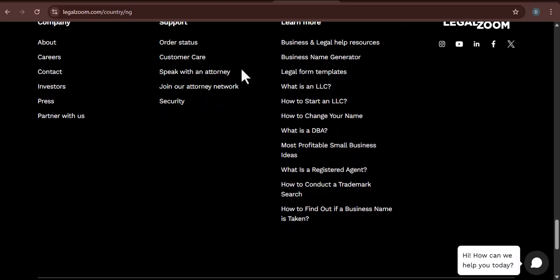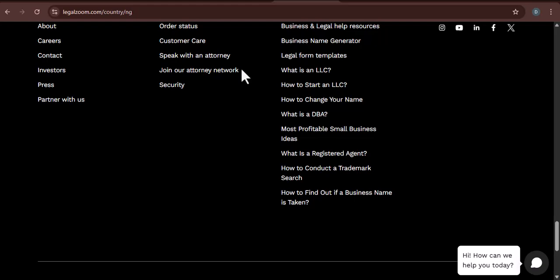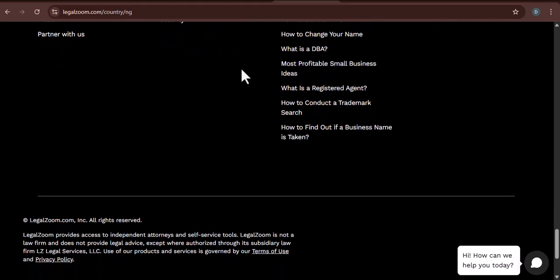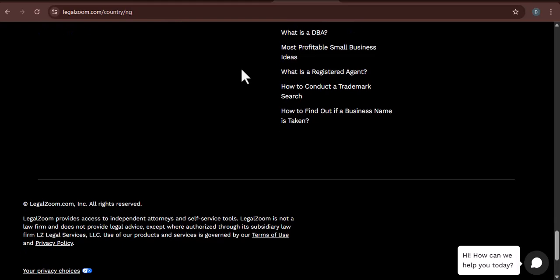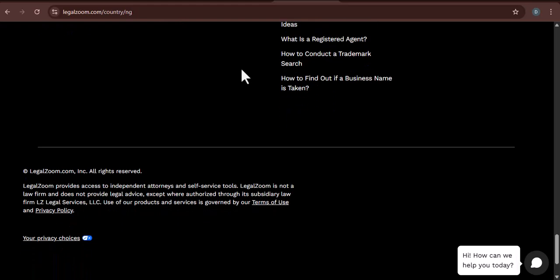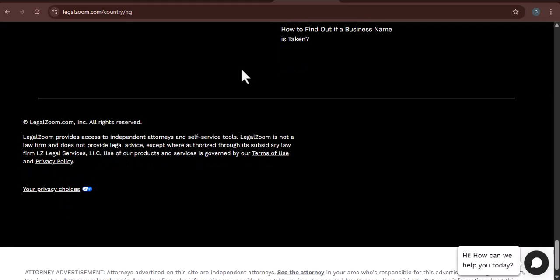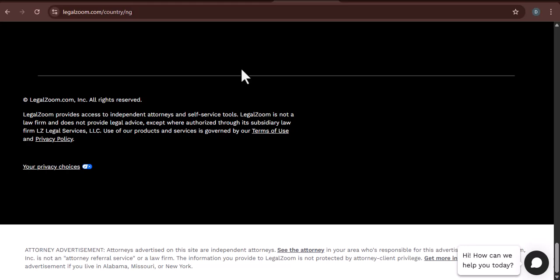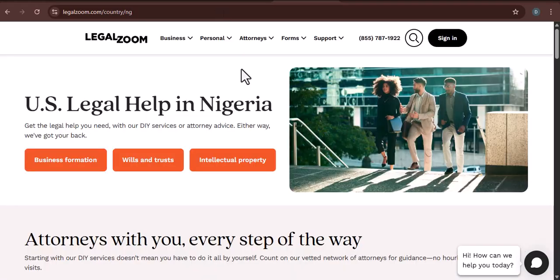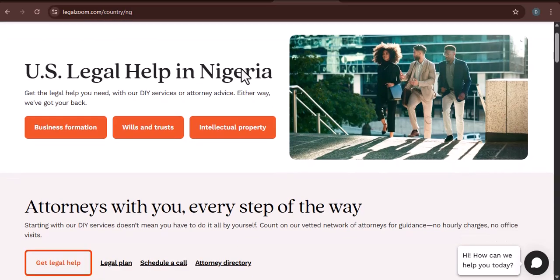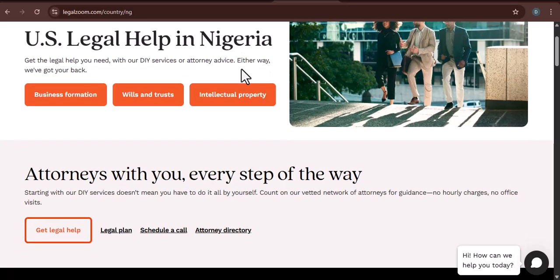If you choose to use LegalZoom for your dissolution, here's how it typically works. You'll select the Dissolve Your Business service on their platform. You'll answer a series of questions about your business type, the state of formation, and the reason for dissolution. LegalZoom will then prepare the necessary articles of dissolution or equivalent form based on your answers and your state's requirements. They will typically file these documents with the appropriate state agency on your behalf.